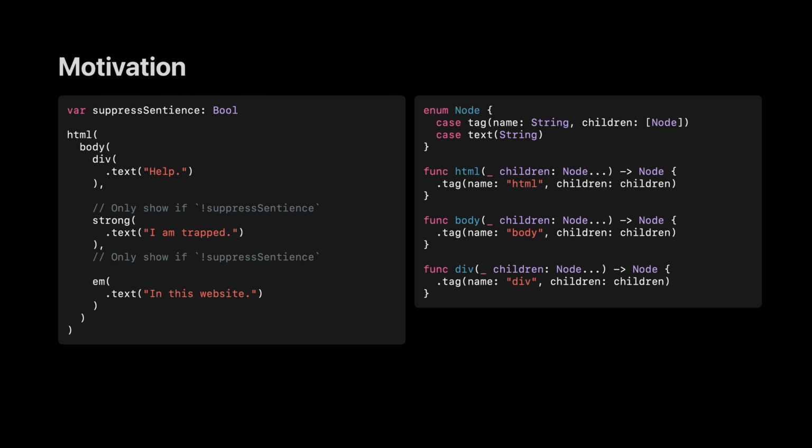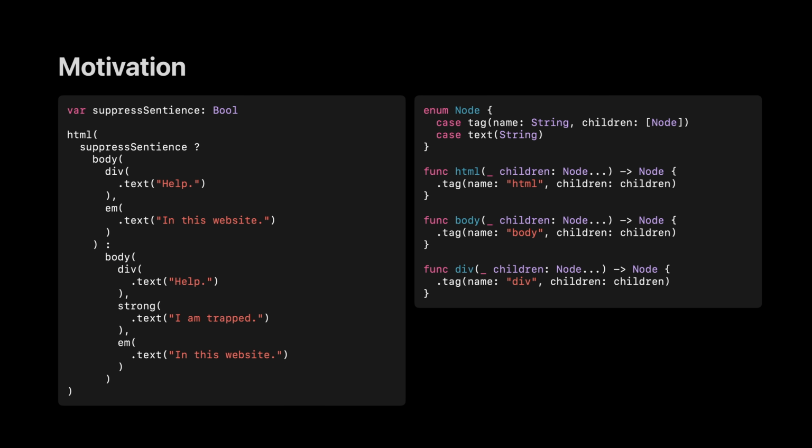One solution, which is awful, would be to switch with a ternary syntax on the suppress sentience variable, and in one case, inscribe the body without the message and then reinscribe the body in the other case with it. So here we just won't have "I am trapped," and we will have to rewrite everything with "I am trapped" here. This is not very surgical.